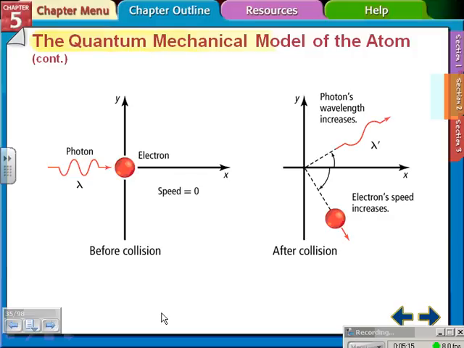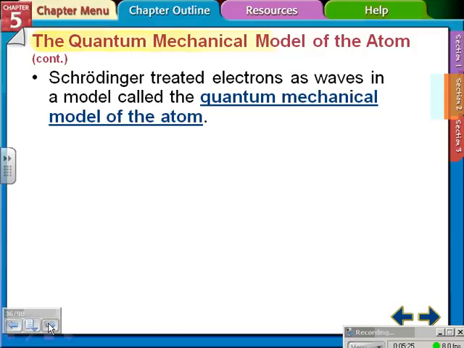Now, this is just a diagram that shows you the quantum mechanical model of the atom before collision and after. Not really important for our full understanding of the atomic model.